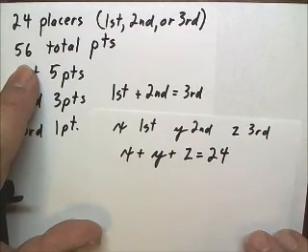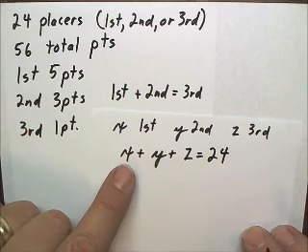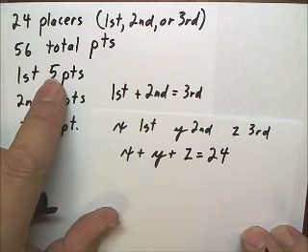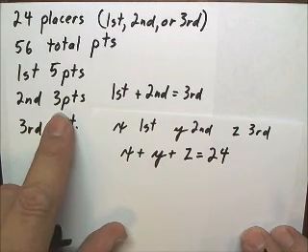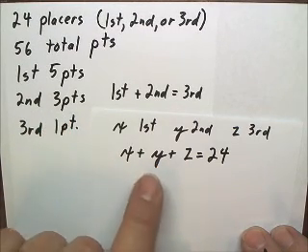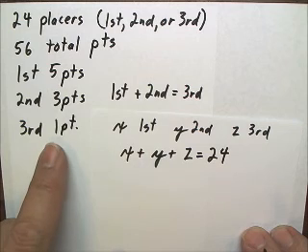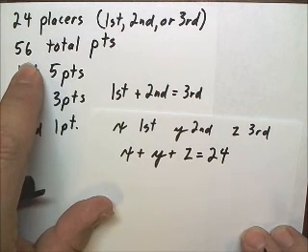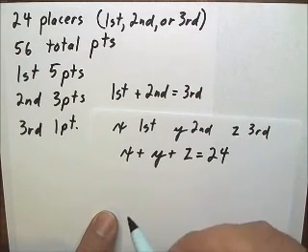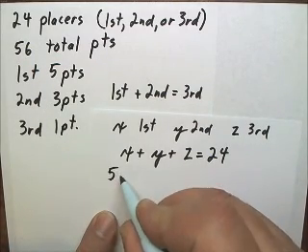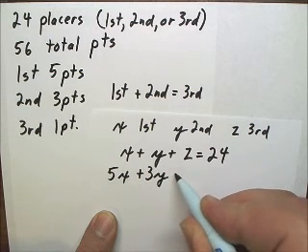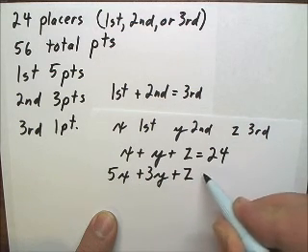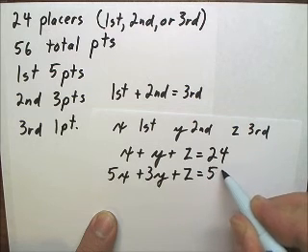Now there's 56 total points. So if I take my first place finishers, multiply it times 5, second place finishers, multiply it times 3, and my third place finishers, multiply it by 1, that has to add up to 56. So that's 5x plus 3y plus z. That has to add up to 56.